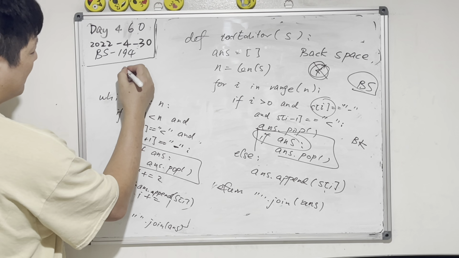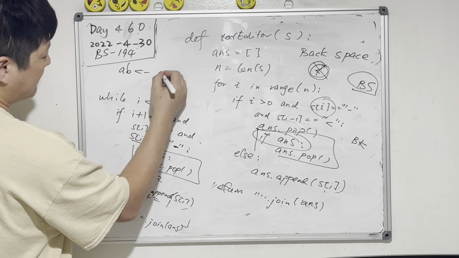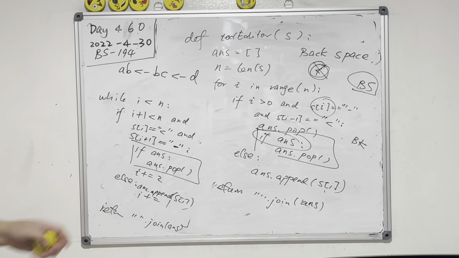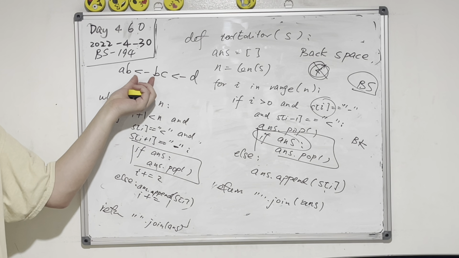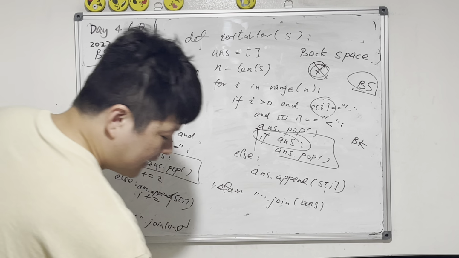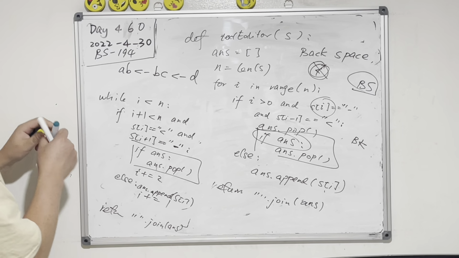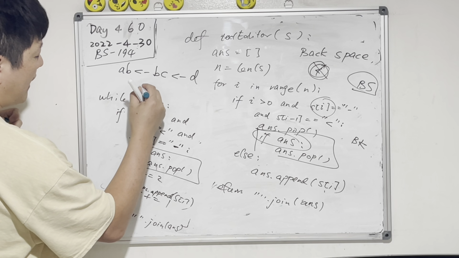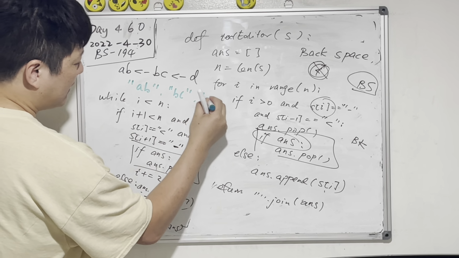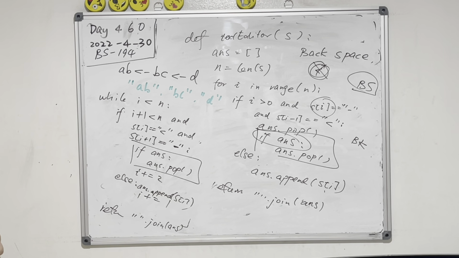So look, A, B, backspace, B, C, backspace, D. If we use the split function, remember, this is quite interesting. If we use the split function, then it becomes A, B, B, C, D. Those are the 3 groups.